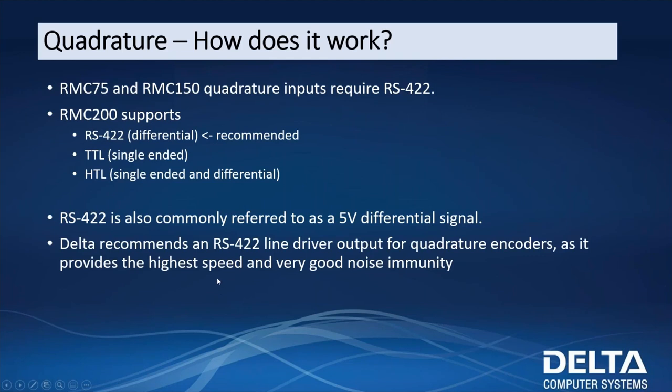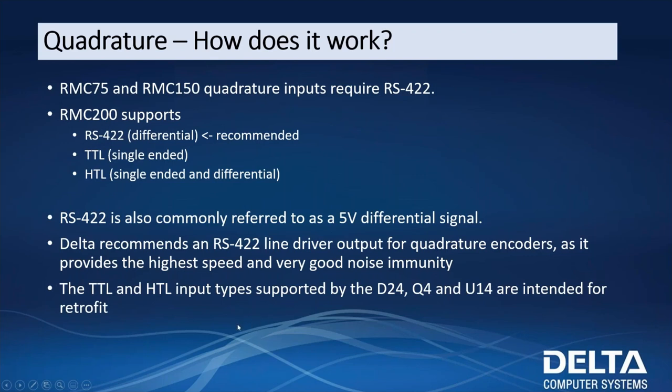Delta recommends RS422 line driver outputs for quadrature encoders as it provides the highest speed and very good noise immunity. Really immune to noise, higher speed, you've got lower voltage changes, just a nice way to do it. But again, TTL and HTL are supported by the D24, Q4, and U14, and they're really only intended for retrofit. So if you've got a new application, try to stick with RS422. Each of these modules, the D24, Q4, and U14, are all RMC 200 modules.